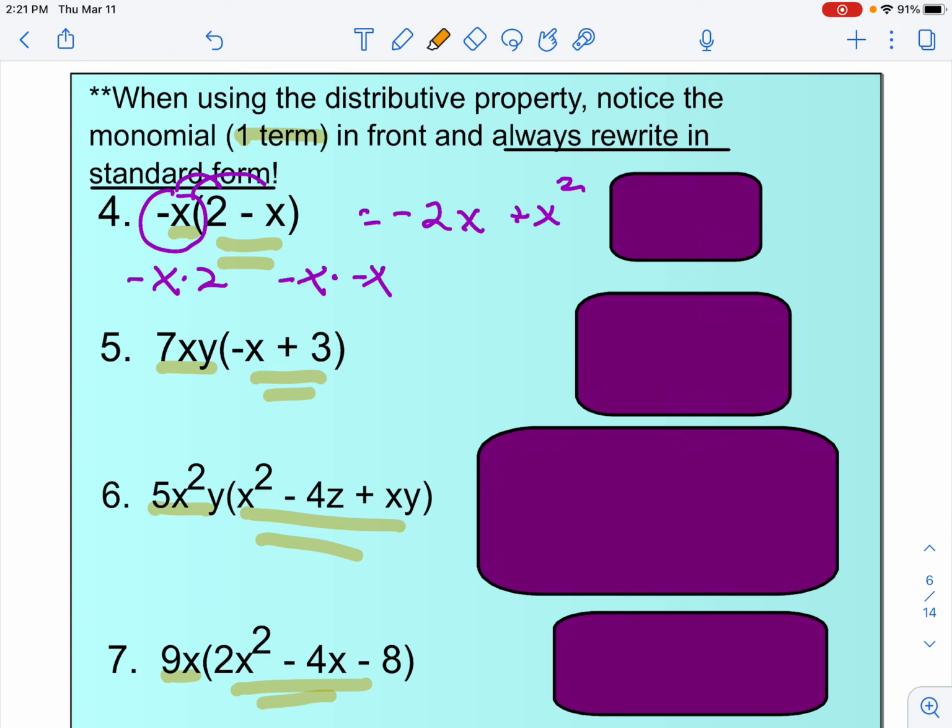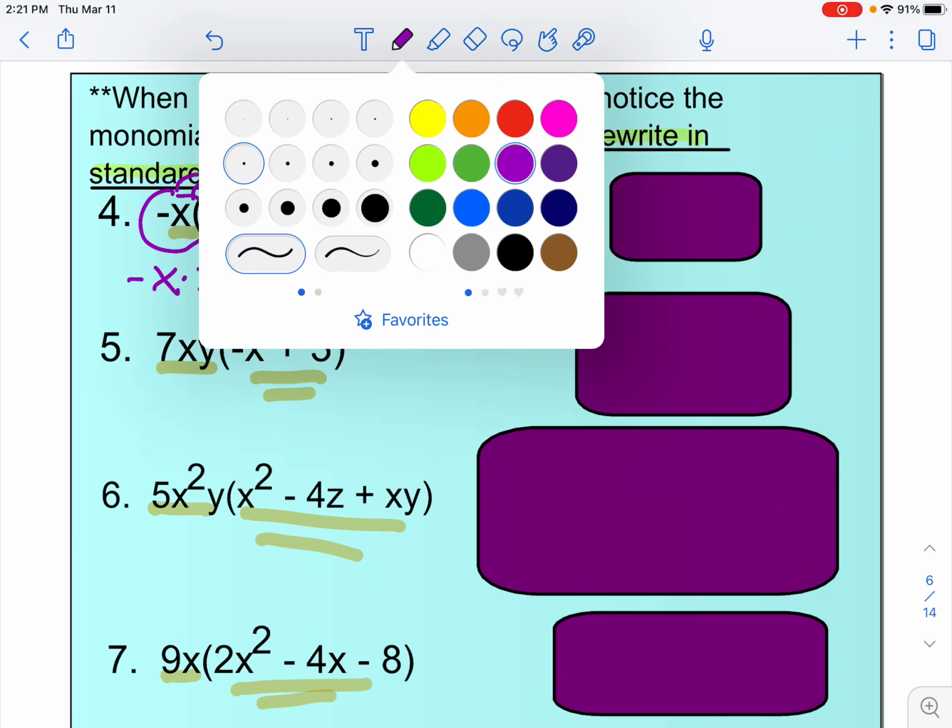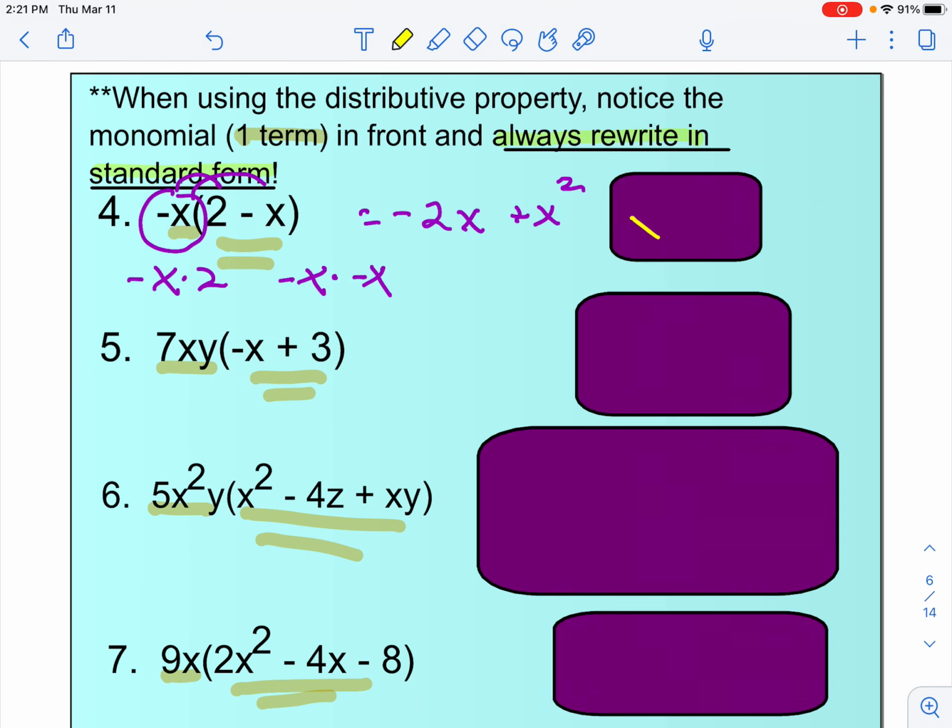But notice, this is important, that whenever we give our answer, we always rewrite this in standard form. This is not in standard form. Okay, in standard form, the x squared term would come first, and then we would have plus a negative 2x or just minus 2x. So that is our answer right there. Okay, you try the next one, okay? Then pause the video, try the problem, and then restart the video to see if you got it correct.